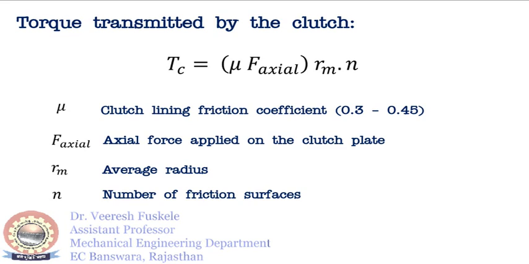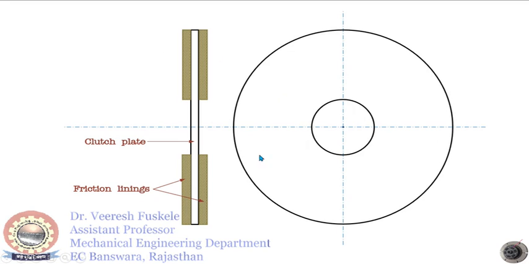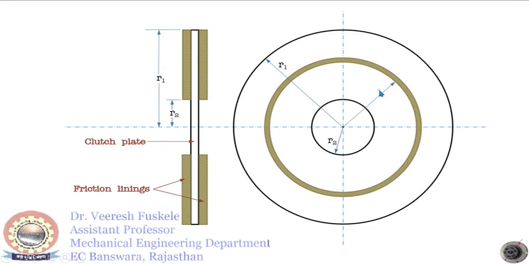Let us see the elementary analysis first. Let us consider a clutch plate with friction lining. So this is the clutch plate and these are the friction lining. This is the side view. Let us draw the front view. This is the outer radius R1 and this is the inner radius R2. And suppose we consider an elemental area, a circular elemental area at the radius r and of thickness dr. Then we will see the effect on this elemental circular area, and then we will integrate for the total area of the friction lining, that is from R2 to R1.